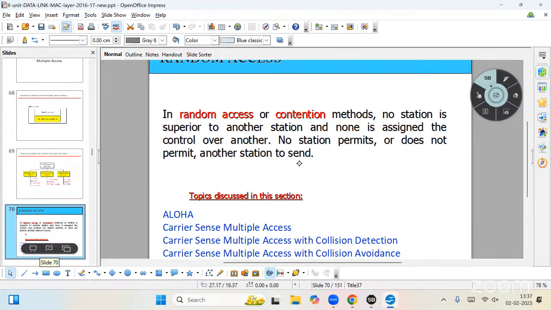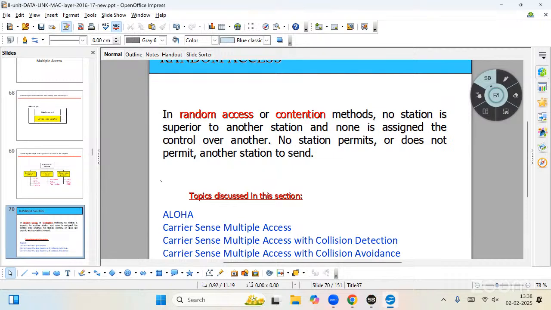So what is random? This photograph. So random. Here there is a notation. It should be randomly allocated. So here we Aloha.